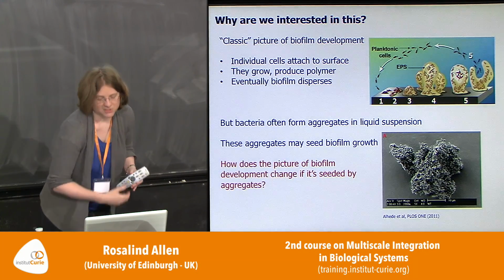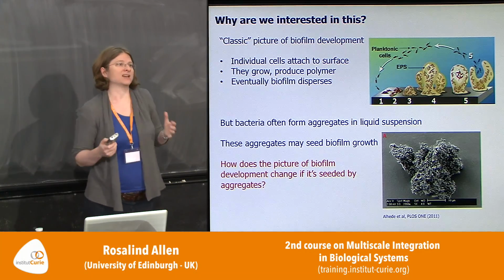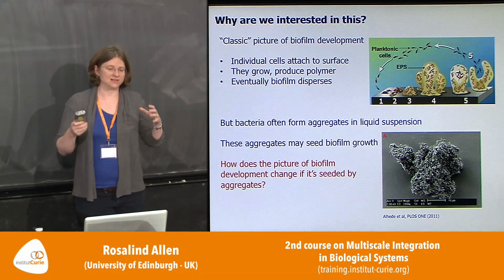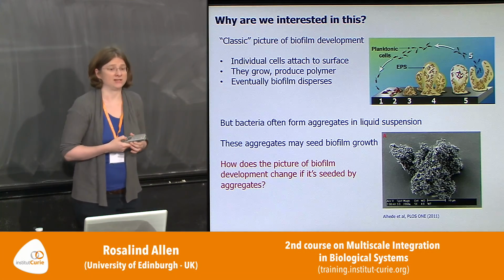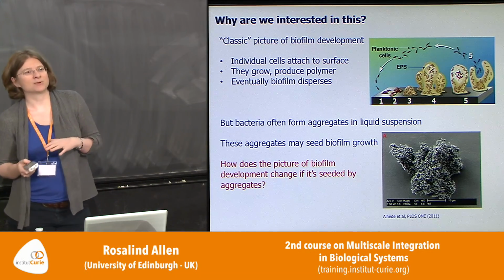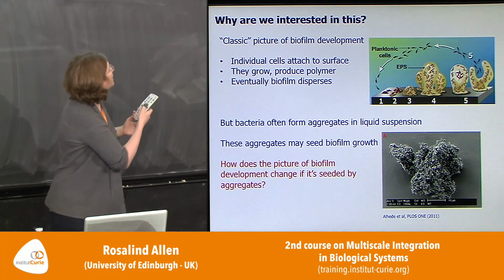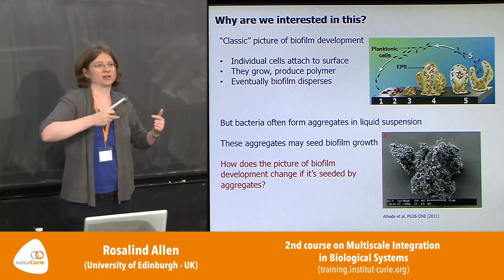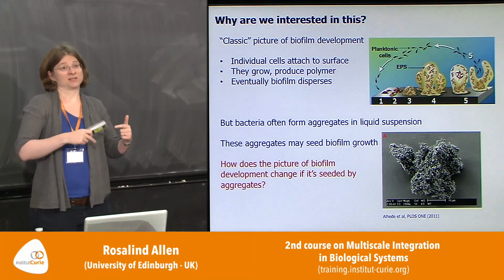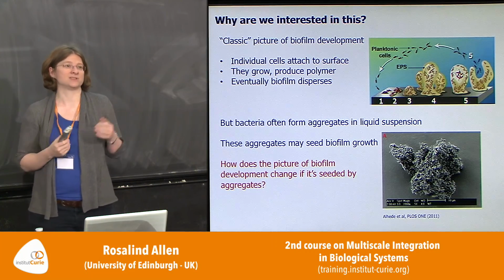So our question was, if you take account of these aggregates in the seeding of the biofilm, how does the picture of biofilm development change? To link that back to my question about the initial configuration: if the initial configuration isn't individual dispersed cells, but a mixture of dispersed cells and an aggregate, what difference does that make?